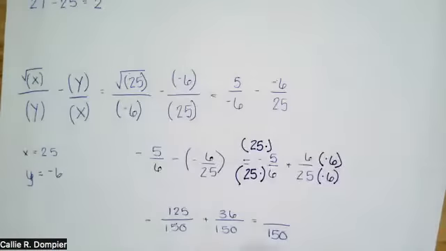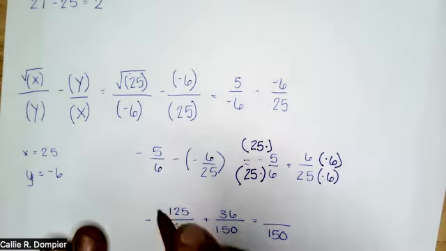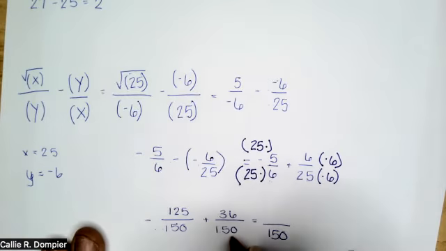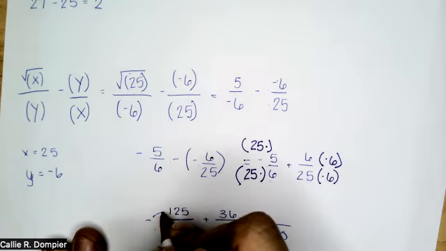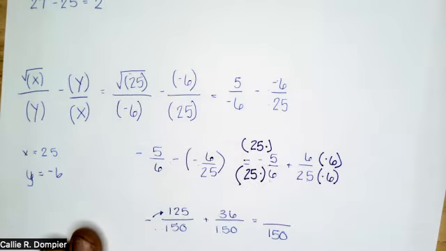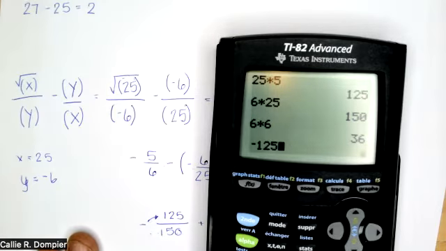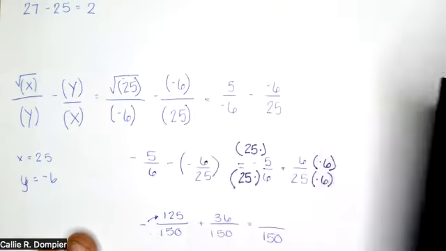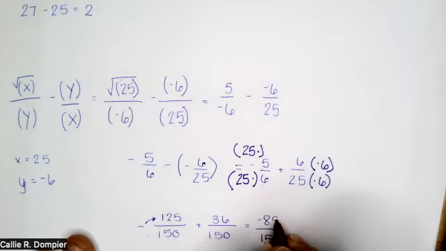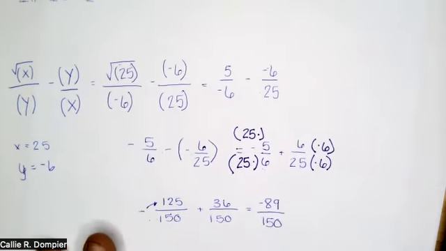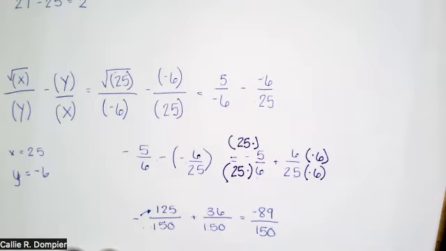Okay, so that's why we're never changing the bottom. The bottom's always 150. So because these both have to be positive 150s, the negative now goes with the 125. Okay, so negative 125 plus 36 is negative 89 as our answer.